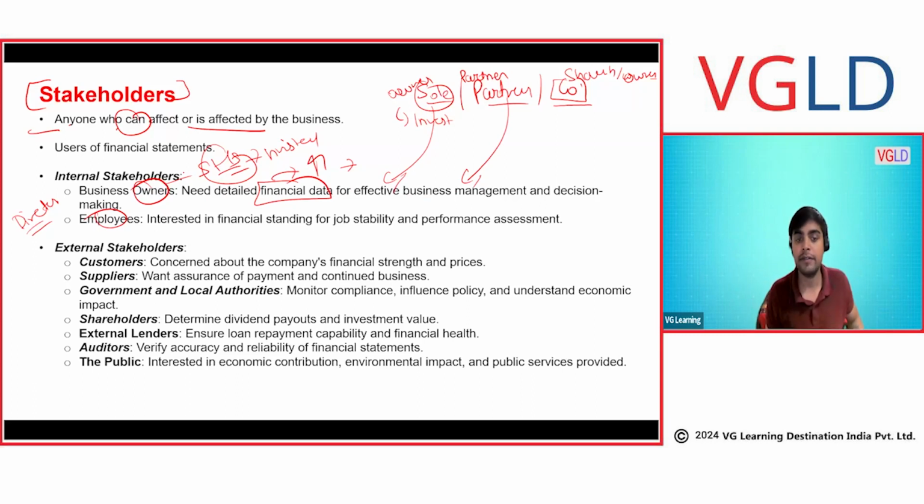A shareholder has invested their money, though they are not running the company. They are basically shareholders, they have invested their money, so they have the interest. So if the profitability of the company reduces, they will get affected. If the profitability of the company increases, they get affected.